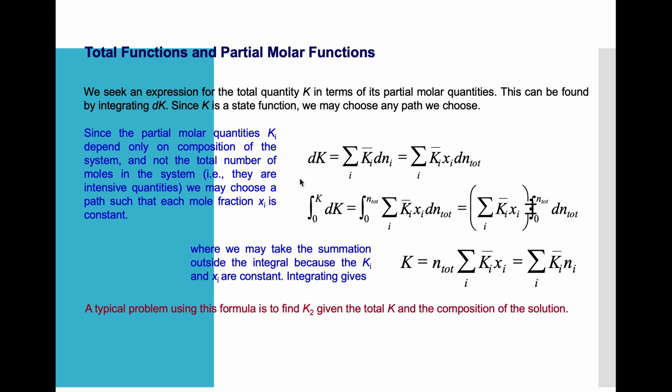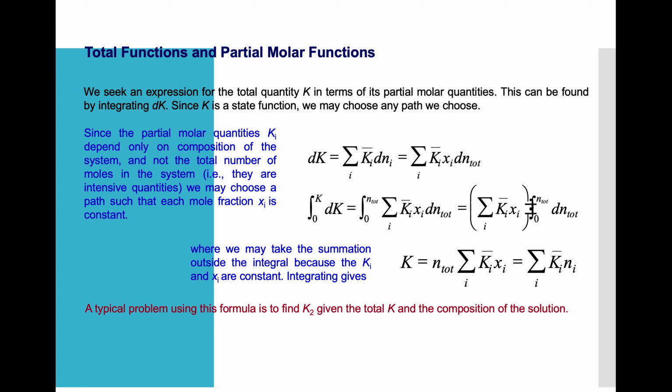So from this arrangement, we can get this final equation, where we may take the summation outside the integral, because Ki and xi are constant. Integrating this gives K equals the summation over i of Ki times ni.